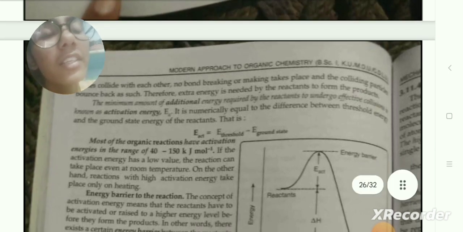As far as the energy factor is concerned, most of the reactant molecules do not possess sufficient energy in their ground state for an effective collision to take place. As a result, when such molecules collide with each other, no bond breaking or making takes place, and the colliding particles bounce back. Therefore, extra energy is needed by the reactants to form the products. The minimum amount of additional energy required by the reactants to undergo effective collision is known as activation energy, Ea. It is numerically equal to the difference between the threshold energy and the ground state energy of the reactants. That is, activation energy is equal to E threshold minus E ground state.